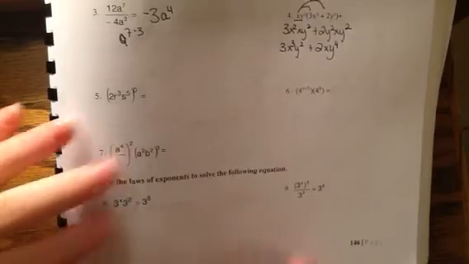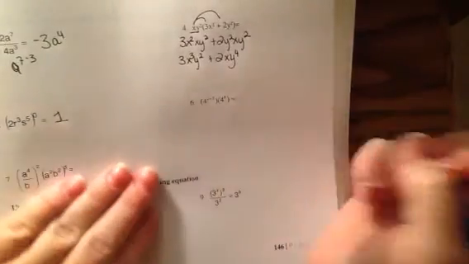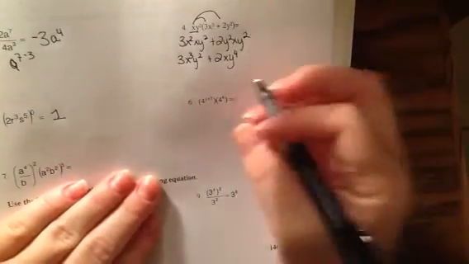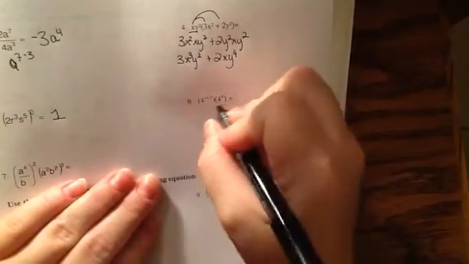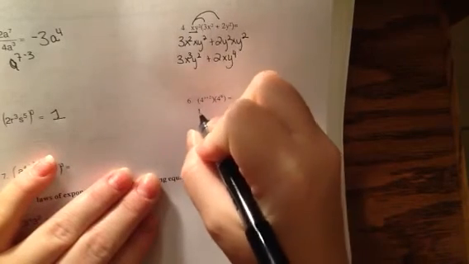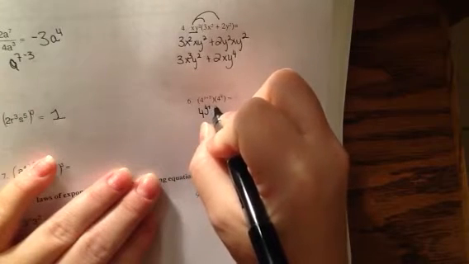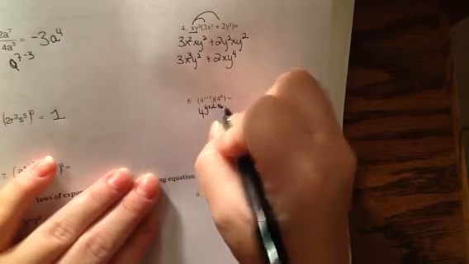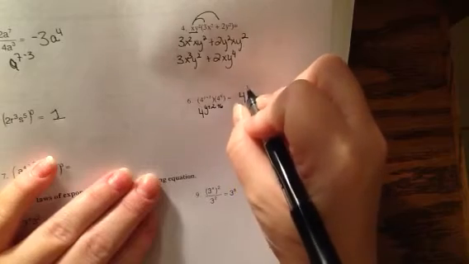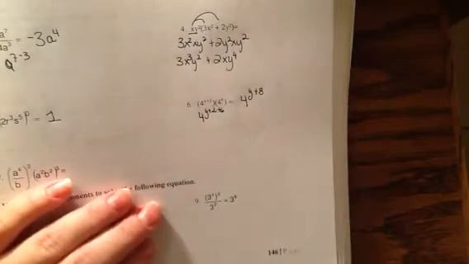Number 5 should be your favorite problem because anything raised to the 0th power is simply 1. Number 6, because I have the same base and these are multiplied, this is like rule number 1. So really what I'm going to do is 4 to the y plus 2 plus 6. This is like saying 4 to the y plus 8th power.